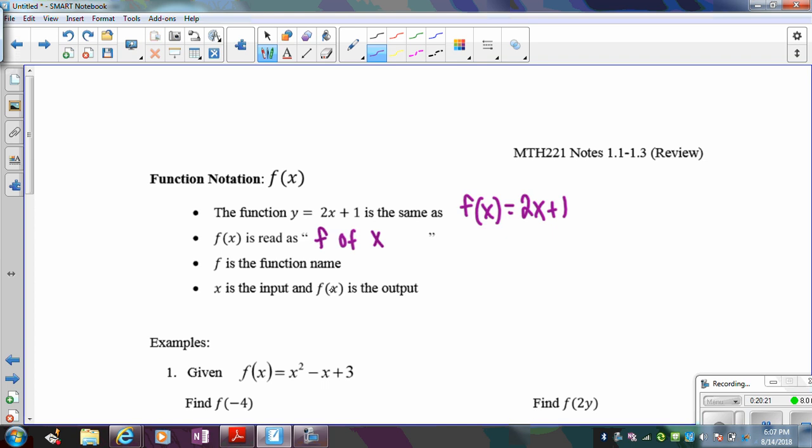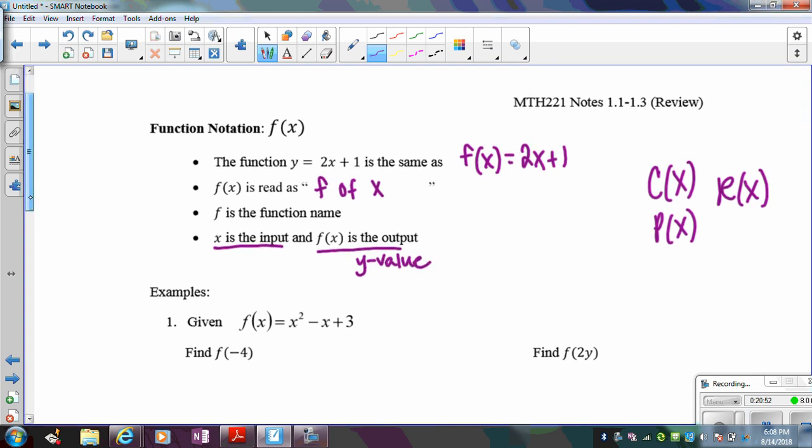So you're going to see a lot in this class. You're going to see c of x, p of x, r of x, because this is business calculus. So you're going to see the cost function, profit function, revenue function. Those are all just names. C, R, and P just stand for those different words. X is the input, so that's what you're going to input into the function. What you get out is the output. So this is like the y value.